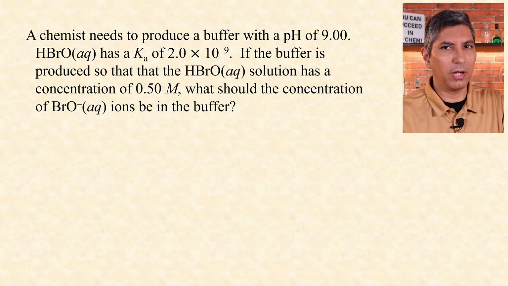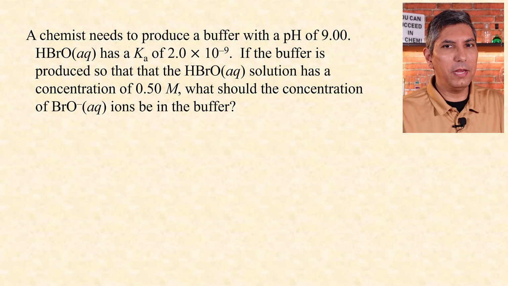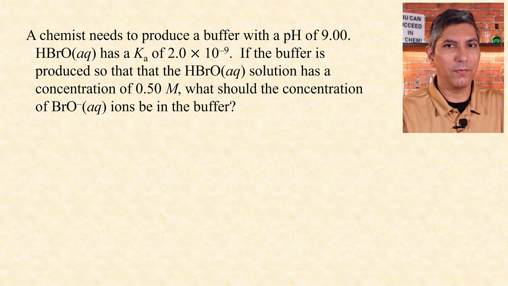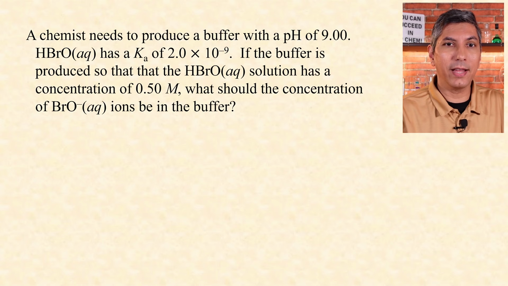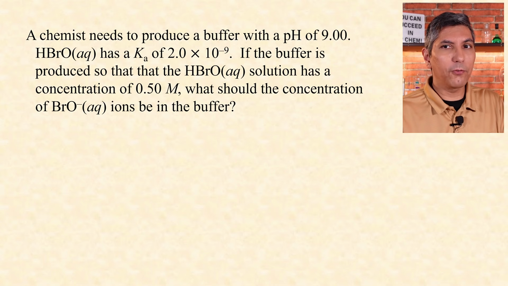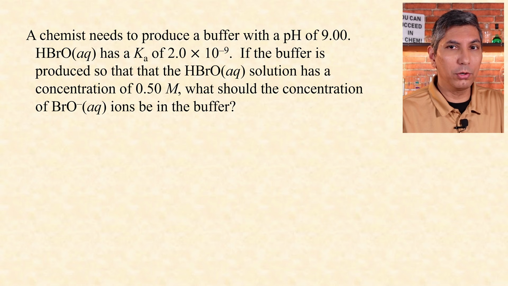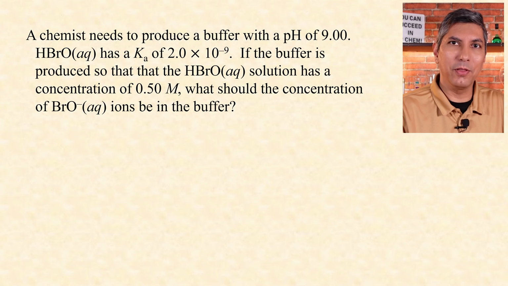Let's say we have this problem, where a chemist needs to produce a buffer with a pH of 9.00. HBrO has a Ka of 2 times 10 to the negative 9th. If the buffer is produced so that the HBrO solution has a concentration of 0.50 molar, what should the concentration of BrO negative ions be in the buffer?